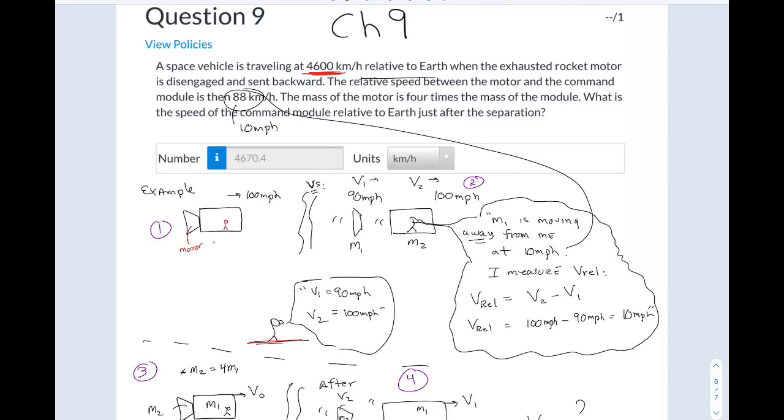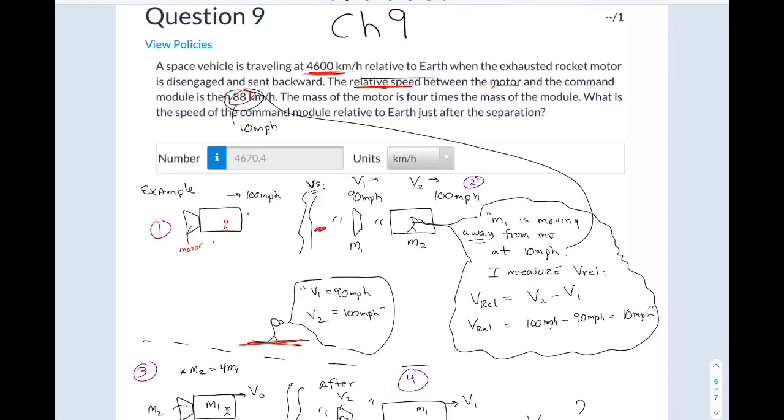That's the motor. Then the motor detaches. That's this picture. The motor detaches, and the module heads to the right. The motor moves to the right too. But they say the relative speed between the motor and the module is given like that. They want to find the speed of the module relative to the person watching this happen. So if you're standing on the ground and a plane goes by at 100 miles an hour, that's the speed you measure for the plane.